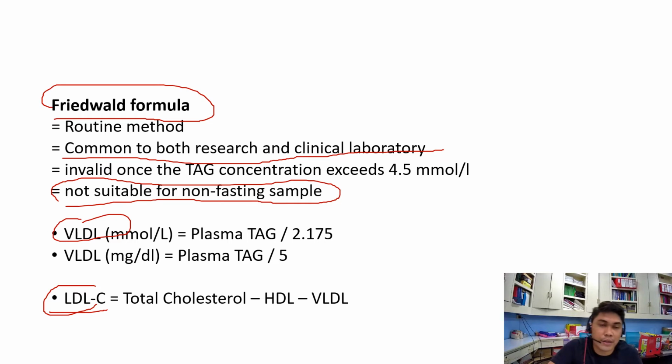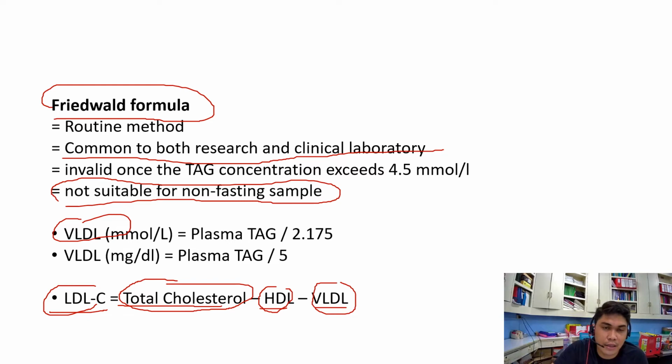To estimate LDL, the formula is LDL is equal to total cholesterol minus HDL minus VLDL. Total cholesterol is determined using an enzymatic method. HDL is determined via chemical precipitation, and after chemical precipitation you use the enzymatic method. VLDL is usually estimated from your triglyceride concentration. If the unit of your triglyceride concentration is millimole per liter, then plasma TAG divided by 2.175 is the formula. If the unit is mg per dL, then TAG concentration divided by 5 gives your VLDL concentration.